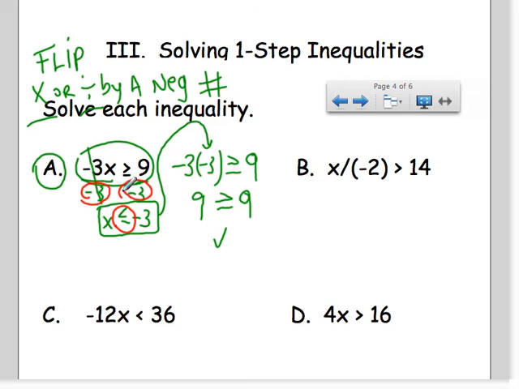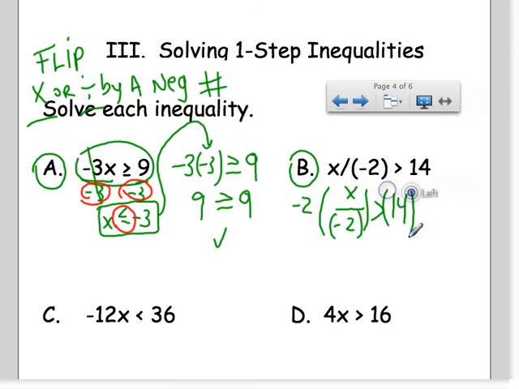One more example. If I'm looking at B, I want to solve x divided by -2 is greater than 14. You should see that my coefficient of -2 is a negative number. So to solve this equation, or inequality, I'm going to multiply both sides by -2. My coefficients cancel, and x on this side, -28 on this side. But since I had a negative coefficient and I multiplied by a negative number, my sign flips from greater than to less than, and x is less than -28.